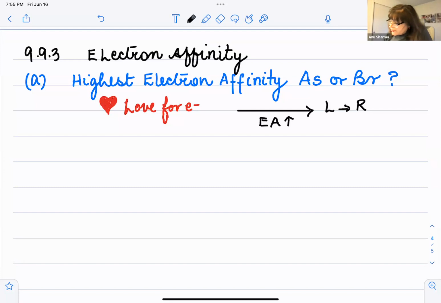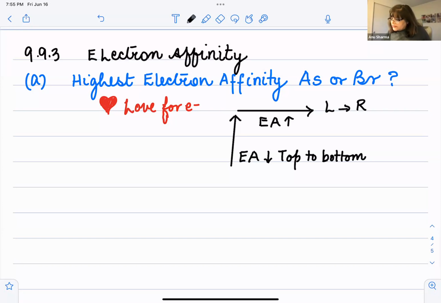So all the non-metals, it's very difficult to remove electrons from them. They love electrons, so they'll just take them from everywhere. That is why they're reactive also. The ones at the bottom don't love electrons; they easily give them away, because the shells and energy levels are increasing. So electron affinity decreases when you move from top to bottom, but it increases when you move from bottom to top. Keep that in mind.